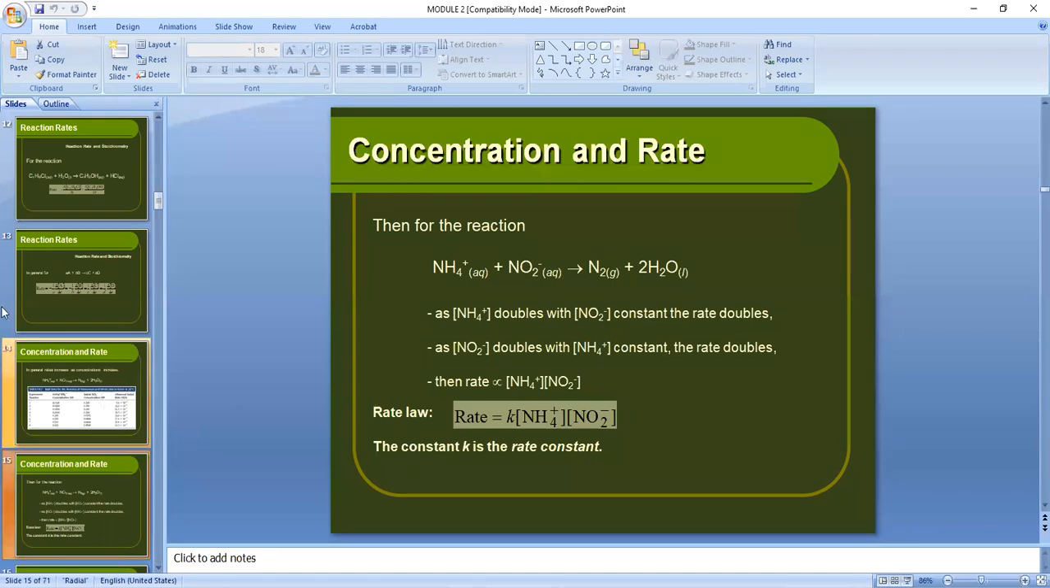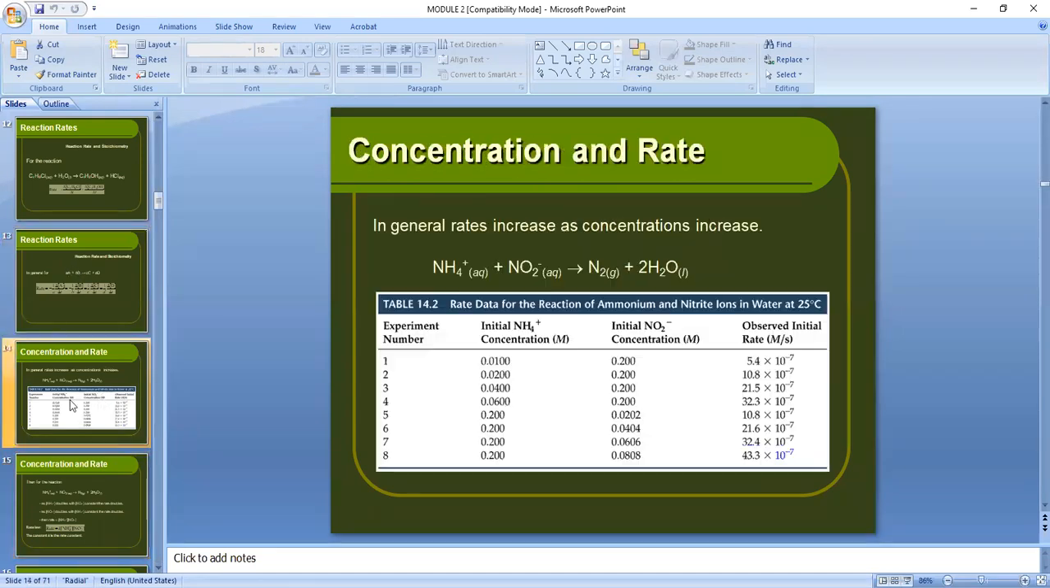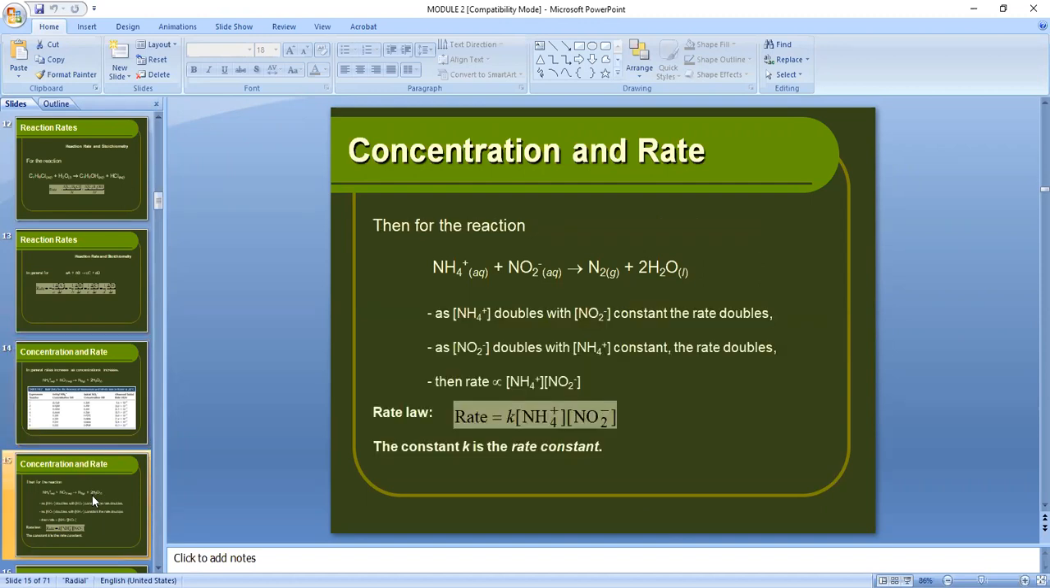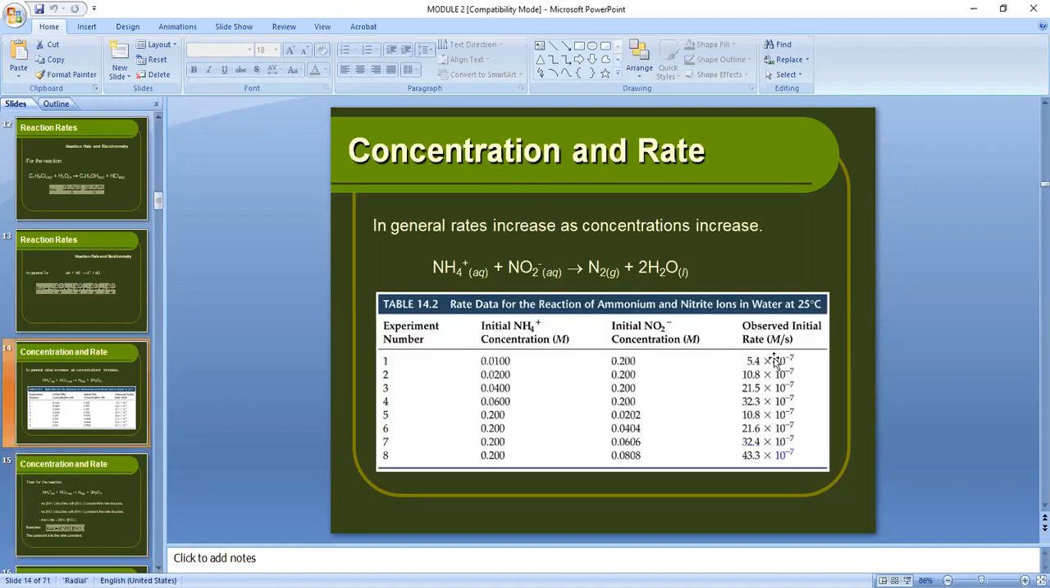Okay. Now, in here, where was I? So this is the one that I was showing a while ago, the table. And these are the things that we have observed from the table. So as A, the ammonium, doubles, with the nitrate concentration constant, the rate doubles. So you can see that there's more or less a doubling in the rate here. If we double the concentration, the rate also doubles, more or less.